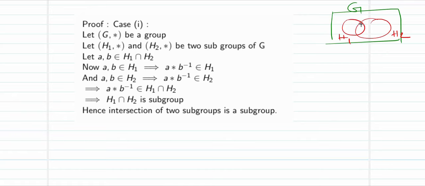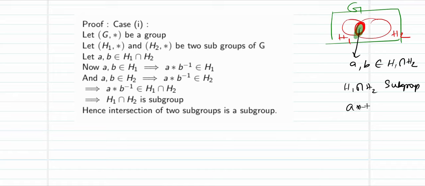Now A comma B belong to H1 intersection H2. This is the quantity which is my intersection region, and let me pick two elements from over here and let me call them A comma B. So I pick A comma B belonging to H1 intersection H2. I need to show that this part H1 intersection H2 is going to be a subgroup. Now from my property number 1, it's just clear that when I show that A star B inverse belongs to my H1 intersection H2, then the things will become clear because it is going to be a necessary and sufficient condition for proving it to be a subgroup.